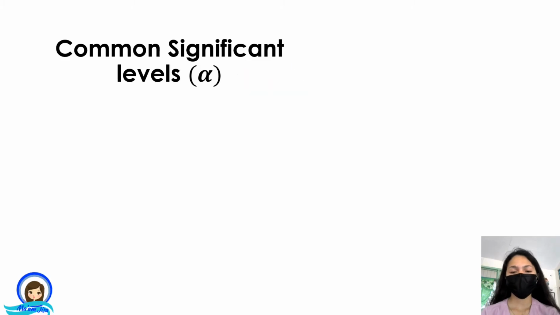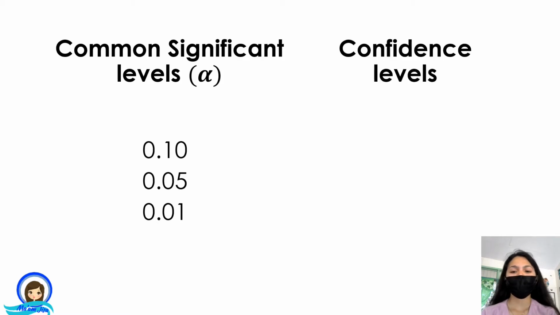Now, since they are common, there are actually many significant levels. It depends on the study. But since we are talking here about common, these are the commonly used significant levels. We have 0.10, 0.05, and 0.01. In every significant level, there is also its corresponding confidence level.